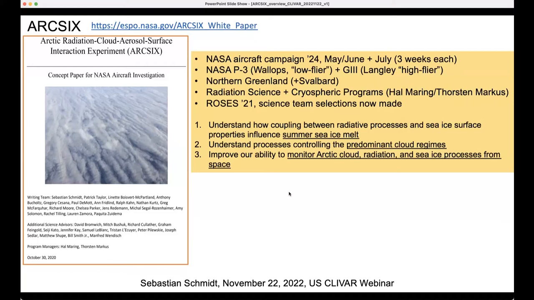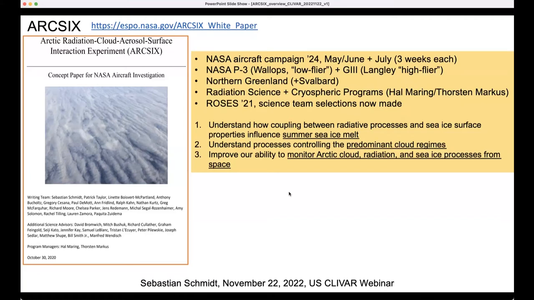And this is not just supported by the Radiation Science Program, but also the Cryospheric Program. So Torsten Marcus is chipping in some funding and also instrumentation. So NASA Goddard is contributing the ELVIS LIDAR, which is wonderful.